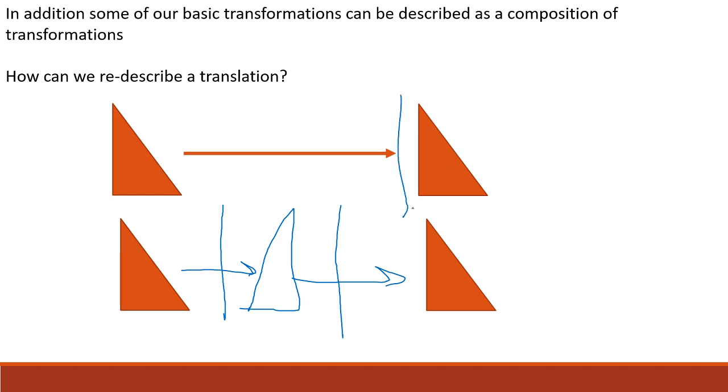So I could get this result, moving it over here, by doing two flips. One flip this way and one flip another way. So a translation can be done using a composition of reflections. It's the same transformation twice, but still a composition because you're doing two or more of them.